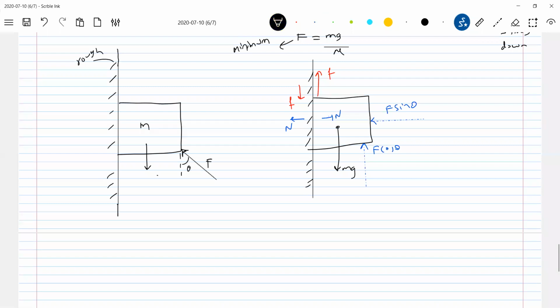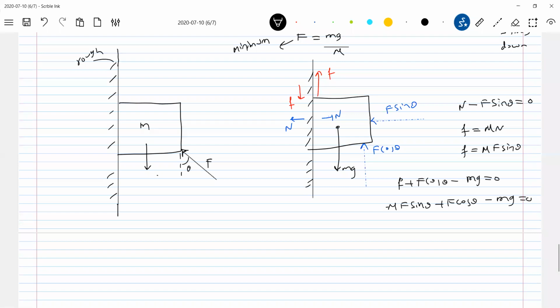So what is the normal contact? It will balance: N minus F sine theta equal to 0. So what is friction? mu N. f equal to mu F sine theta. Then for vertical equilibrium, f plus F cos theta minus mg equal to 0. Let me substitute the value of f. This will be mu F sine theta plus F cos theta minus mg equal to 0. This should be F equal to mg by cos theta plus mu sine theta.